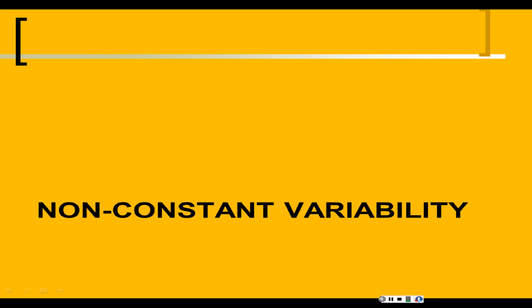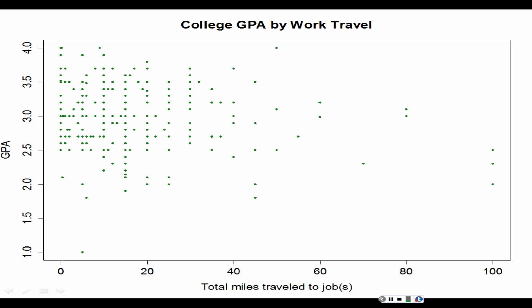Non-constant variability is another one of the problems. This is a violation of condition number 3. And this can be caused by skew in one or both of the variables. It can be associated with the previous problems we've talked about here. So let's look in the support data set.